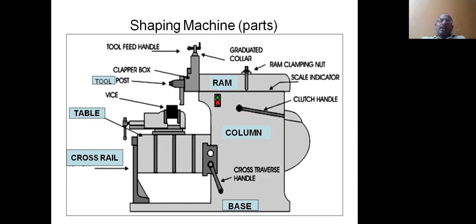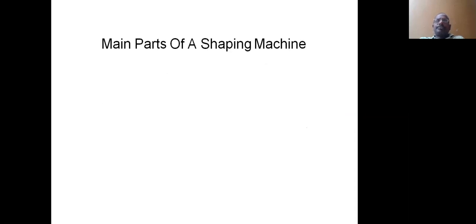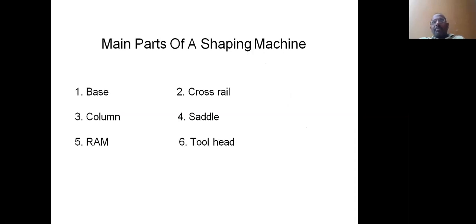Now we enter into the next topic. What is the function of each and every part? How are those parts used for various purposes? The main parts of a shaping machine I just explained to you. The first one is the base, second is the cross rail, third is the column, fourth is the saddle, fifth is the ram, sixth is the tool head, seventh is the table, eighth is the clapper box. So these eight are the main parts. In addition to these main parts, some other parts are also required for smooth functioning of a shaping machine.